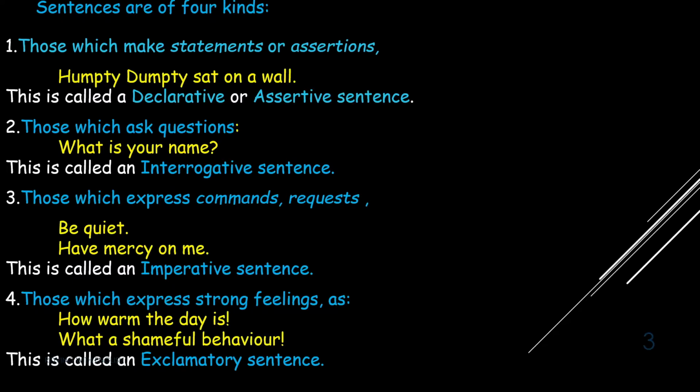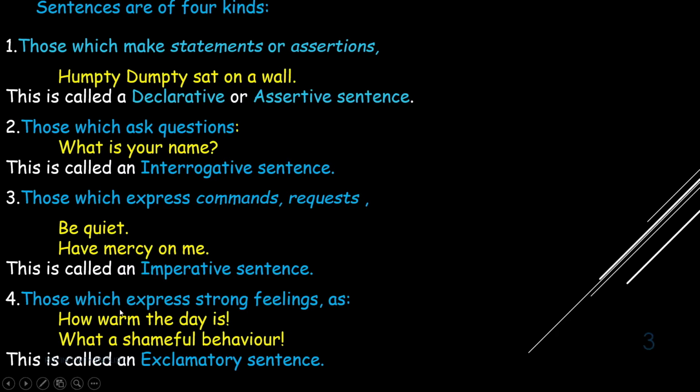The first one is used to make statements or assertions, like Humpty Dumpty sat on a wall. And this sentence is called a declarative or assertive sentence. Next type of sentence asks questions, like what is your name? And this is called interrogative sentence. Next, those which express commands or requests, like be quiet, have mercy on me. And these are called imperative sentences.